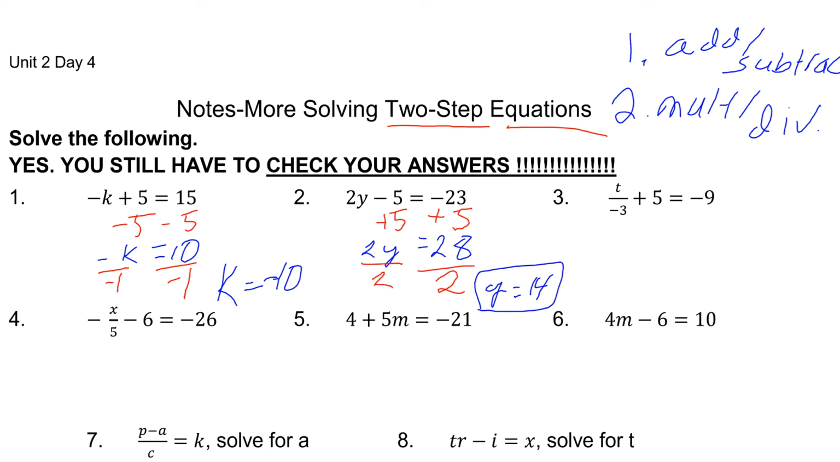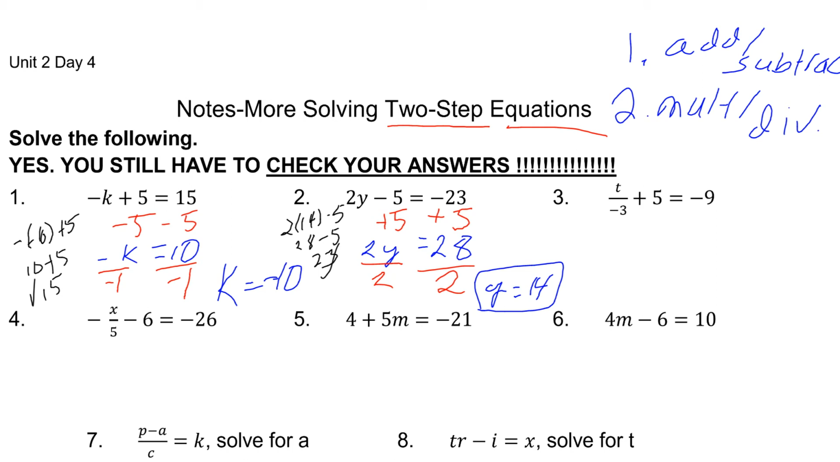Now, as it says, yes, we still want you to check your answers. Now, this is really very, very super easy. What you can do is just go negative on the outside of negative 10 plus 5. That's going to be 10 plus 5, and that's 15. Boom, done. Checked. Do the same thing here. We go 2 times 14 minus 5. 28 minus 5, that's 23.